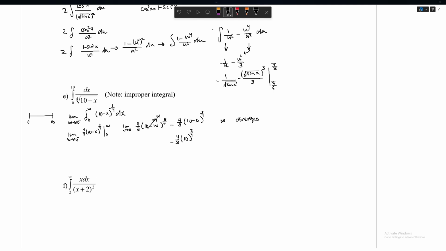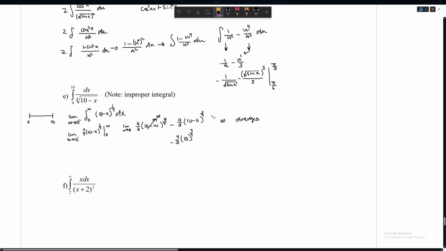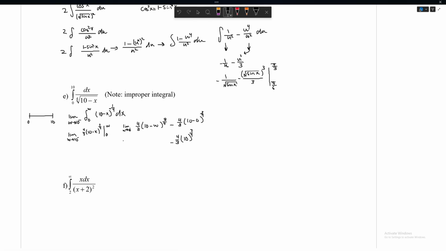Okay, so I actually made a mistake here just now. I was looking at it and I was like, why does this look like that? This doesn't go to infinity. I thought the limit goes to infinity, but it actually goes to 10. So you just plug in 10 minus 10, the 3 over 4. This whole thing will go to 0. So your answer is negative 4 over 3, 10 to the 3 over 4. And I'm going to go confirm this answer real quick.